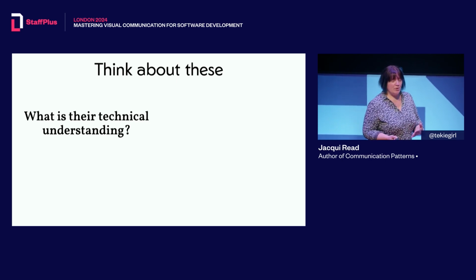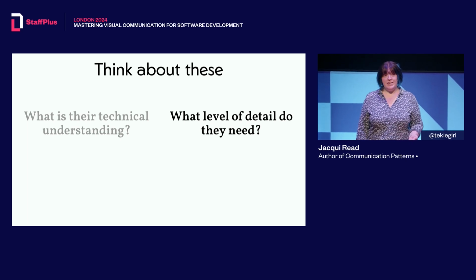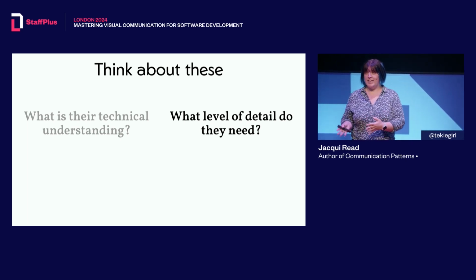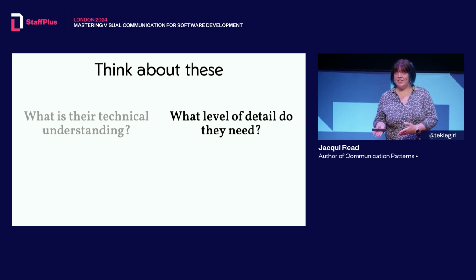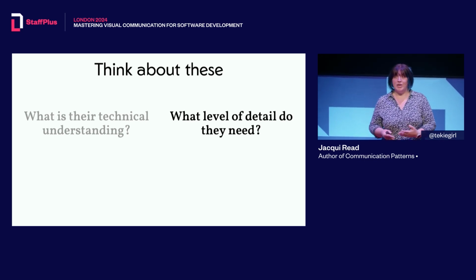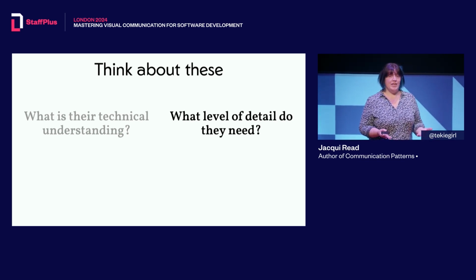So think about what you're trying to communicate. Then there's what level of detail do they need? Are you giving an awful lot of implementation detail to a team that's going to implement it? Or do they actually make a lot of those decisions themselves? Are you presenting to an architecture review board? What kind of detail do they actually want? Do they want really high level? Do they want a lot of detail?